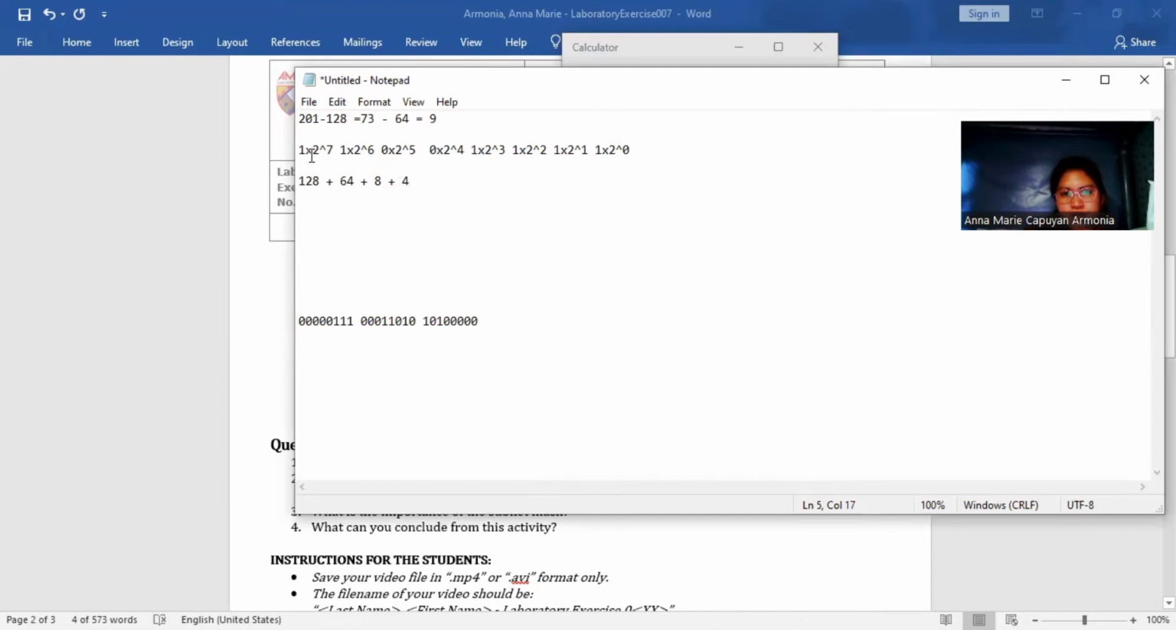See, this one is this one, this one, this one. Ignore the 0. So 1 times 2 to the power of 3 is 8. 1 times 2 to the power of 2 is 4. And then this 1 times 2 to the power of 0 is 1. So now we have to calculate it.